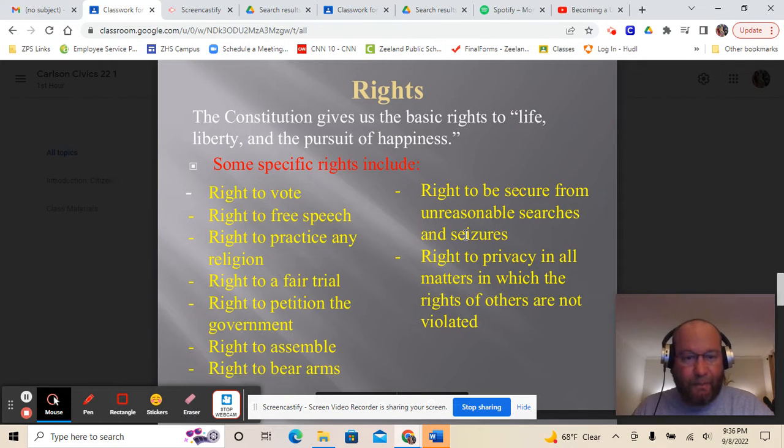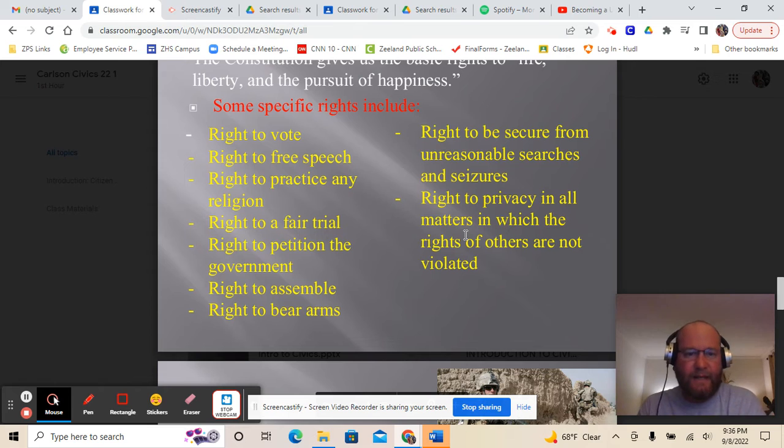You have the right to assemble, and assemble simply just means to meet as a group of people. As long as that group isn't doing anything violent within that assembly, you've got the right to meet and discuss issues and things like that. The next one, right to bear arms, right? That's a big one that's very contentious and debatable right now.